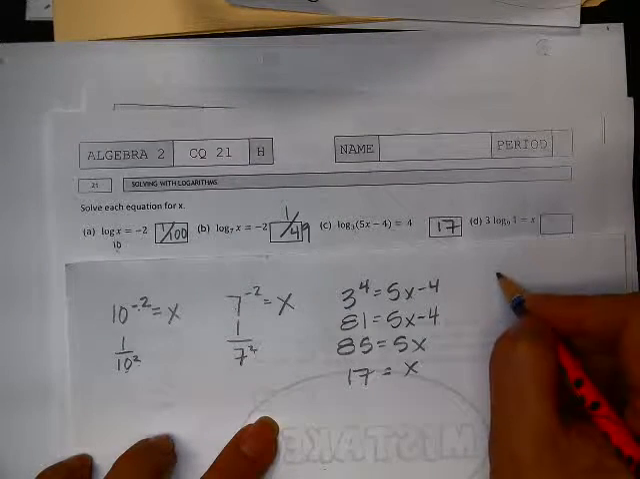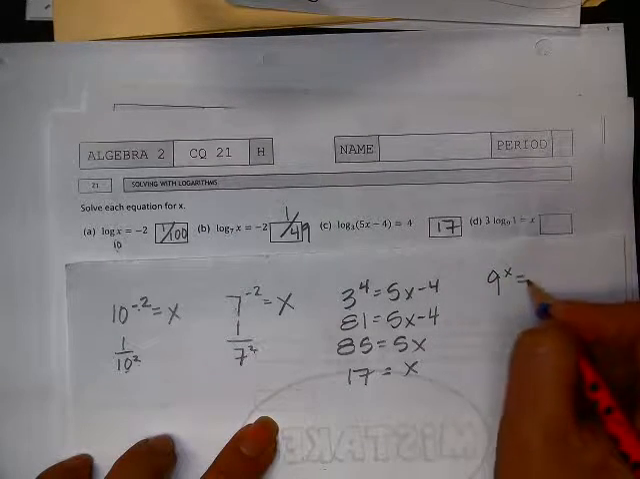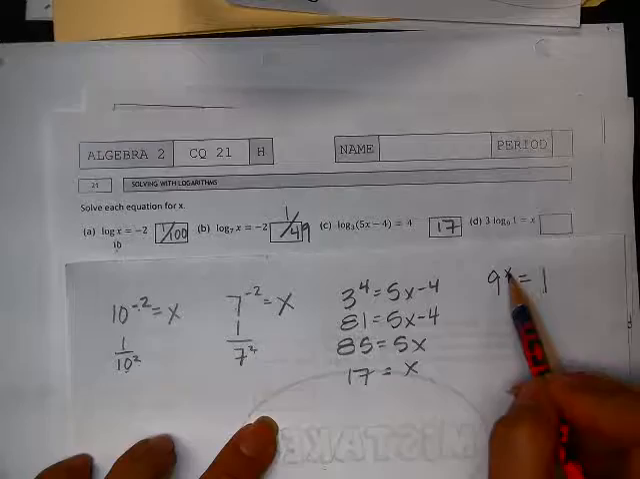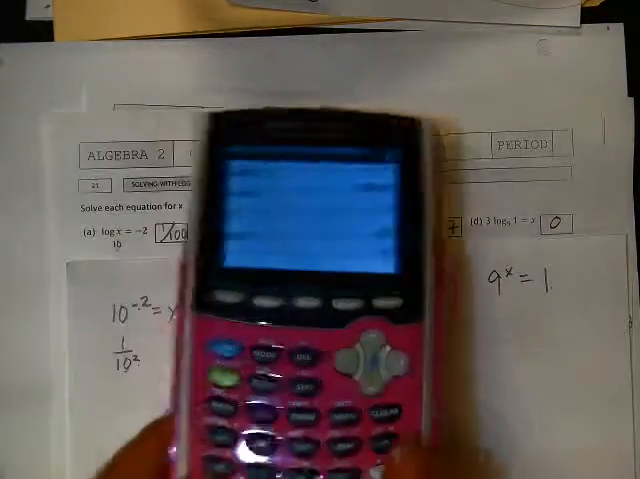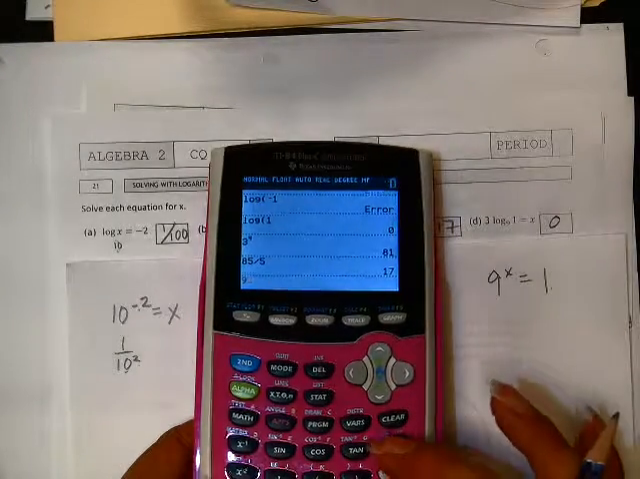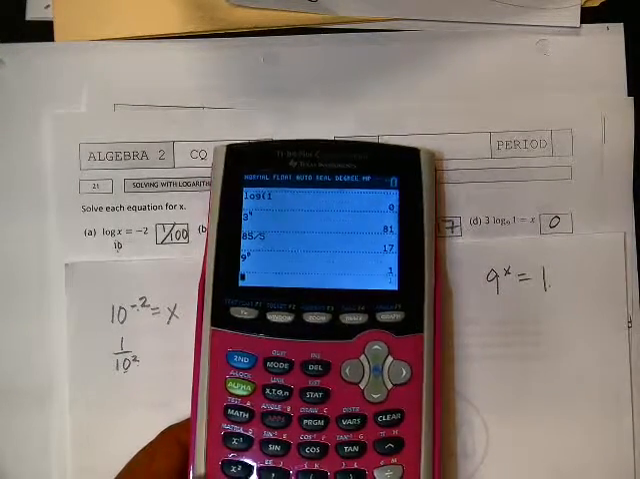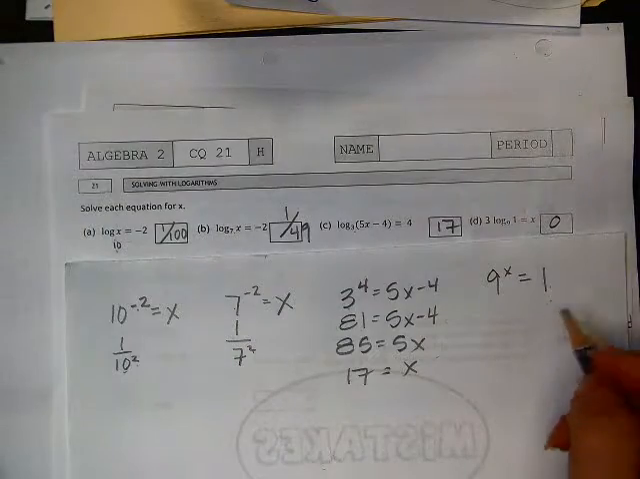And our last one, we have 9 to the x is equal to 1. The only thing that I can put in here that would make it a 1 is a 0. I can just check it. So say I'm like, I don't know, is that right? 9 to the 0 totally is equal to 1. So you can always just check it on there.